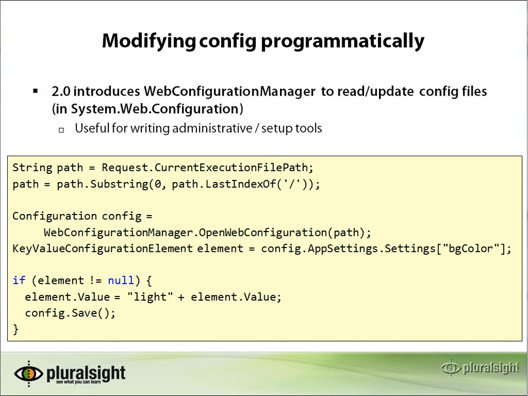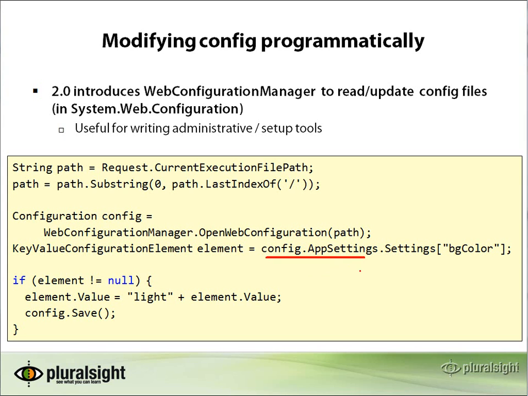In fact, that's what people have traditionally done prior to the release of this configuration manager class. With this class, all you need to do is point it to the configuration file you want to edit. So go retrieve the path for your config file if you're inside of your web app, and that will return a configuration element for you if you call open web configuration. And then from there, you can reach into the config file and you'll see a bunch of strongly typed accessors to the various configuration elements that are defined in there.